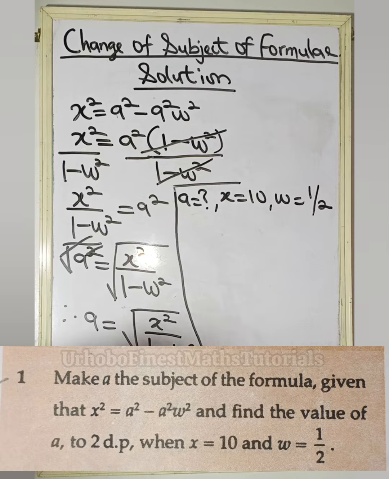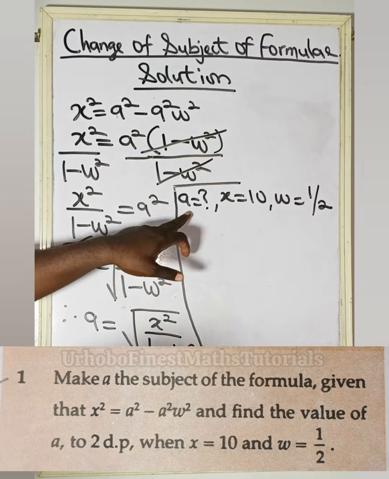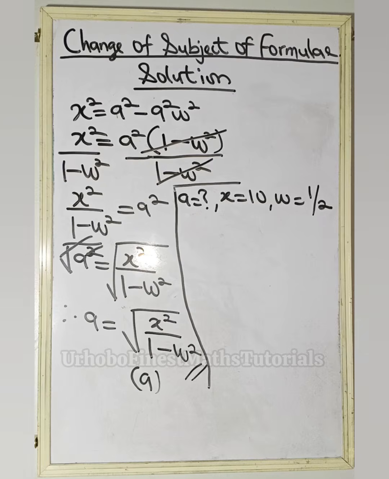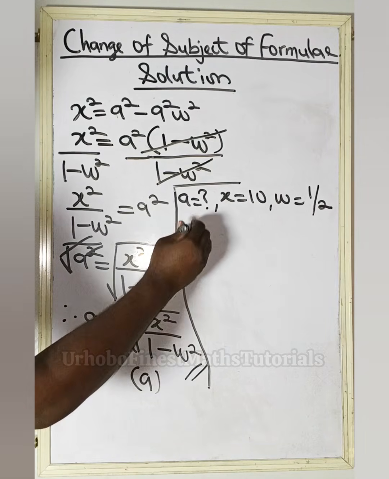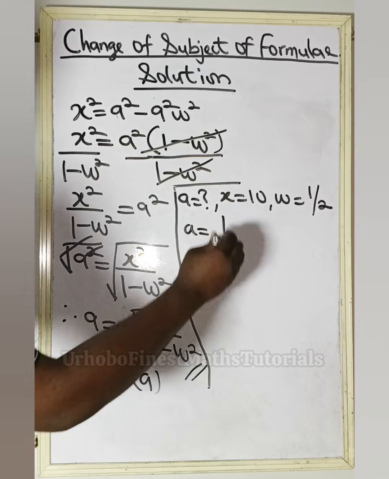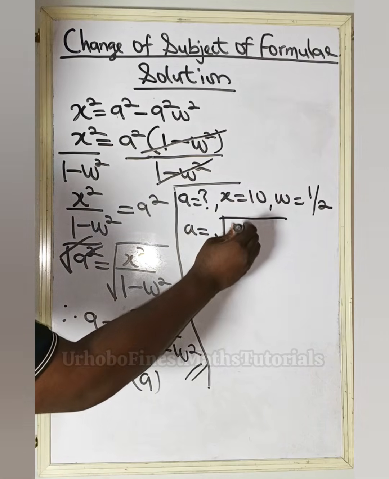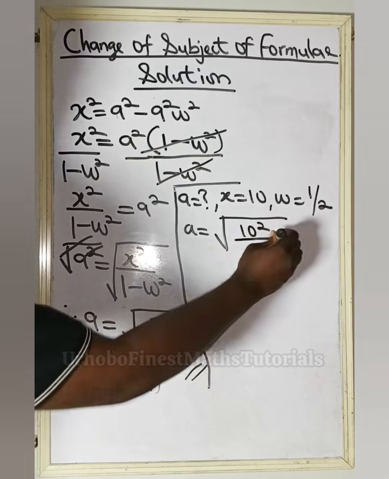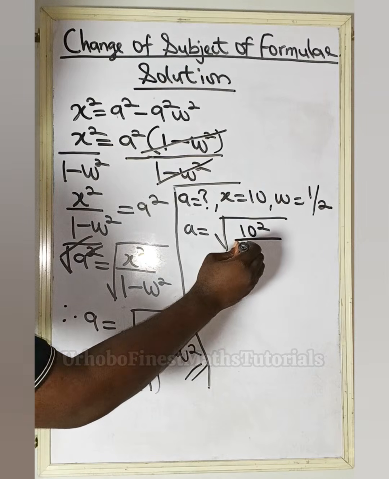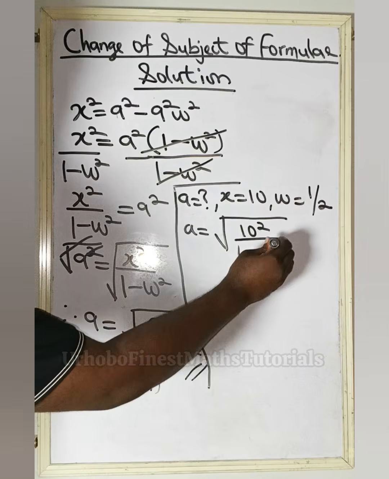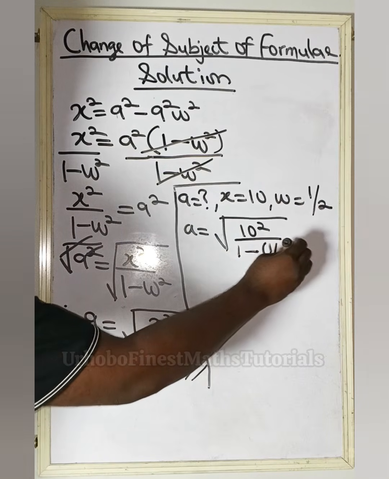So in the question, the part 2 says find the value of A when x equals 10 and w equals half. Okay, so this formula is going to guide us. So you come here, you write A equals what? The square root. Whenever you see x squared, you're going to write 10. So that will be 10 square over 1 minus w squared. You're going to put what? 1 over 2 inside. That's 1 over 2 all squared.